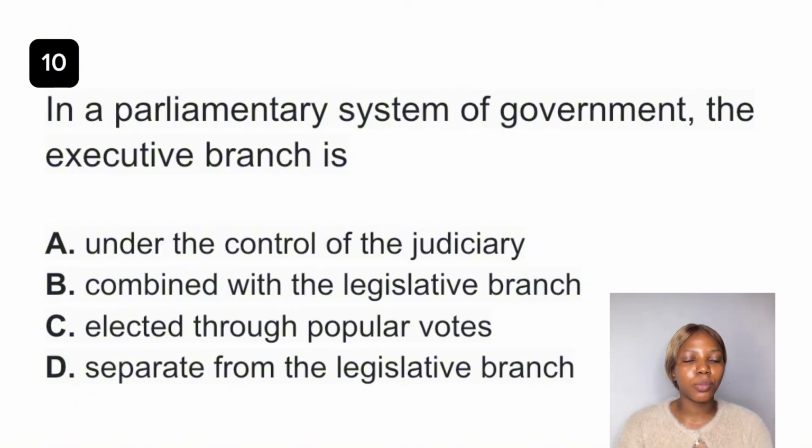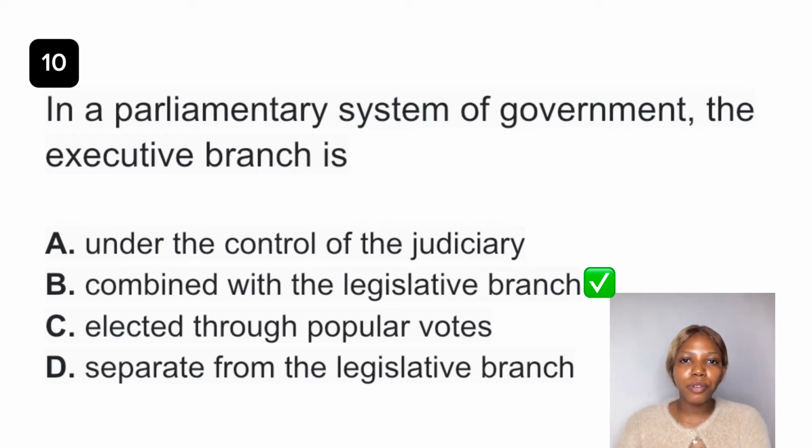In the parliamentary system of government, the executive branch is dash. The answer to this question is combined with the legislative branch. So one of the features of the parliamentary system of government, which is also considered a disadvantage of the system, is the fusion of power. And this is a combination of the legislative and the executive branch.